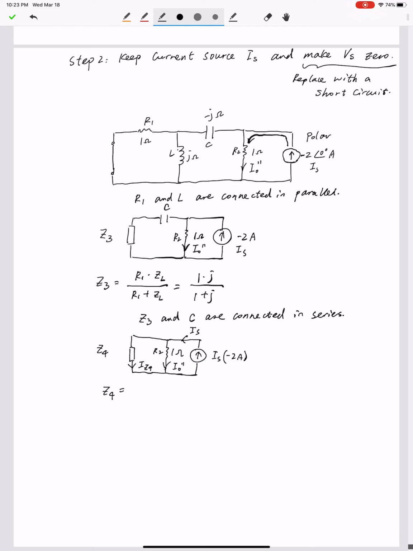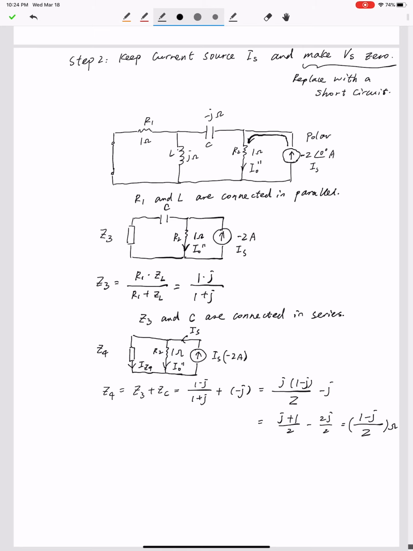So let's find Z4 first. Z4 should be Z3 plus ZC, and that equals 1 times j over 1 plus j, plus ZC, which is minus j ohms, and that equals j times 1 minus j divided by 2 minus j, right? That is j plus 1 over 2, minus 2j over 2, which equals 1 minus j. The unit is ohms.